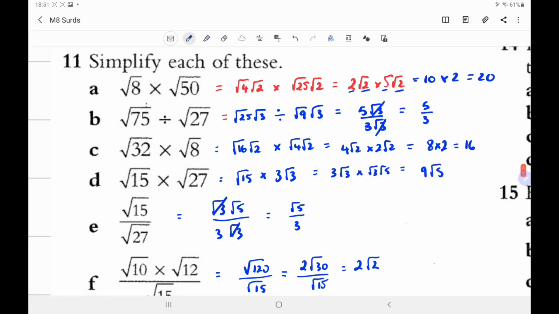So the answers to question 11, some of these were tricky enough. First one was done, root 8 by root 50 gives us 20. Second one, root 75 divided by root 27 gives us 5 root 3.